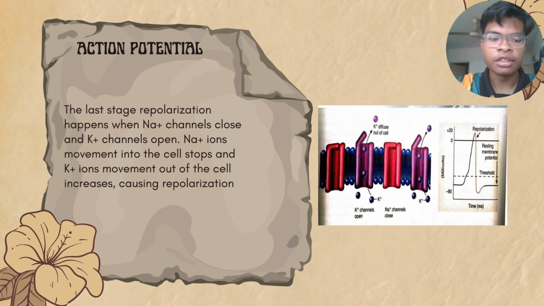Then it restabilizes. The sodium-potassium pump restores the resting balance of sodium ions and potassium ions. Then it's ready for the next stage. The membrane potential stabilizes back to negative 70 millivolts, which is the resting membrane potential.